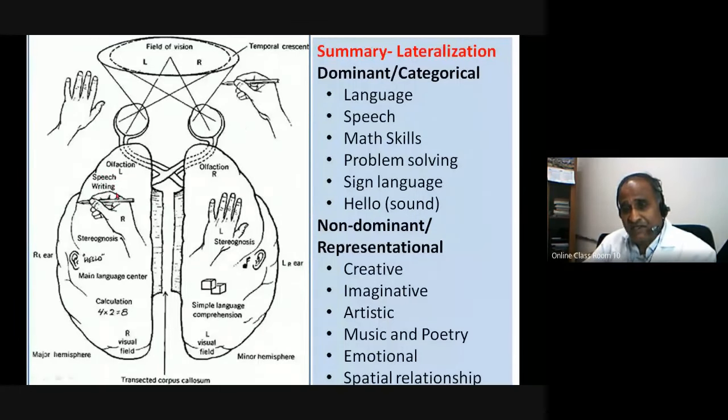This is writing. Writing is dominant here. The speech may be verbal, speech may be graphical. Graphical is writing. Both are dominant here. So on the right side, on the left side. Then another part, this is the ear here.